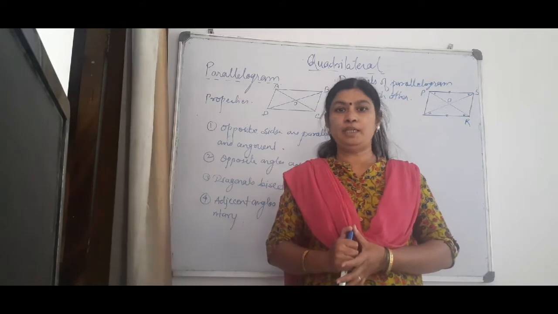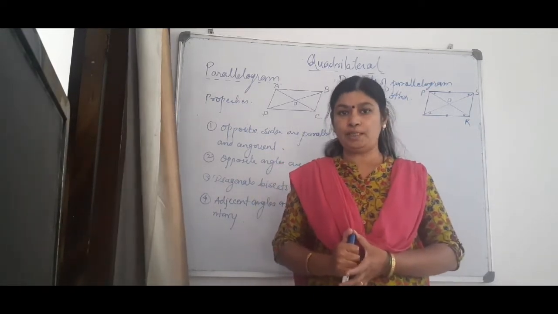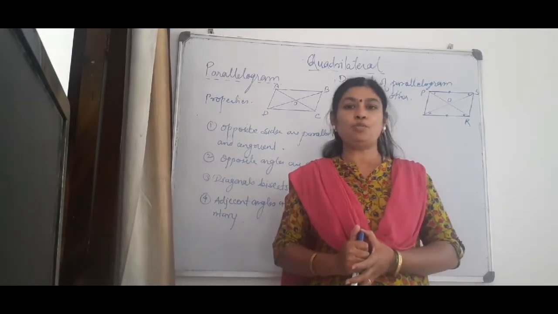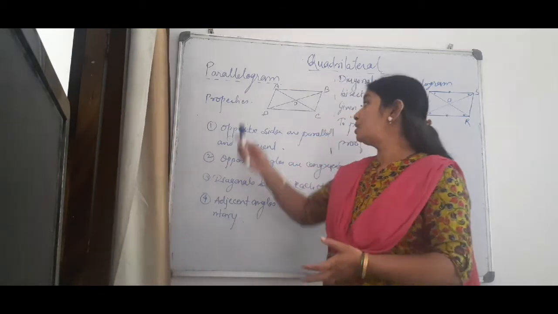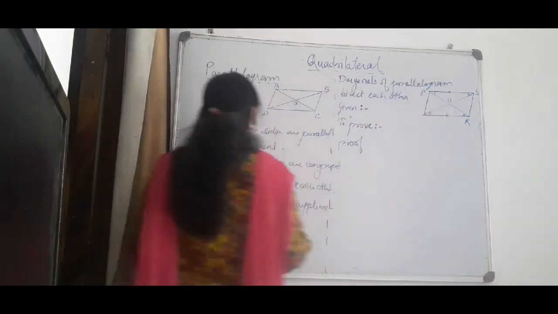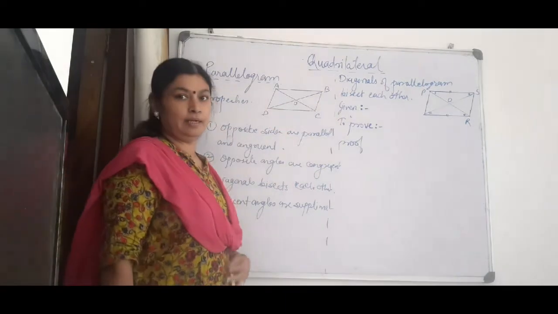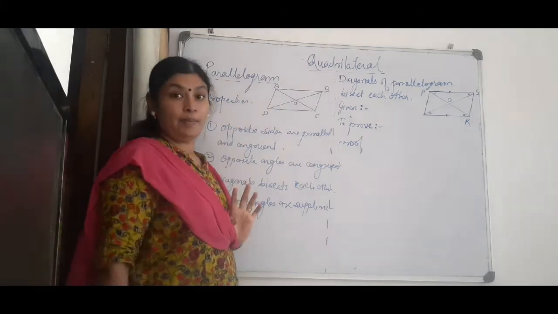In the previous period, we have already seen the types of quadrilateral and its properties. Now let's see the next topic. Next topic is parallelogram, its properties and problems depend on it and also the theorems. Now see here what is meant by parallelogram first. If the opposite sides of a quadrilateral are parallel, then that quadrilateral is said to be a parallelogram.